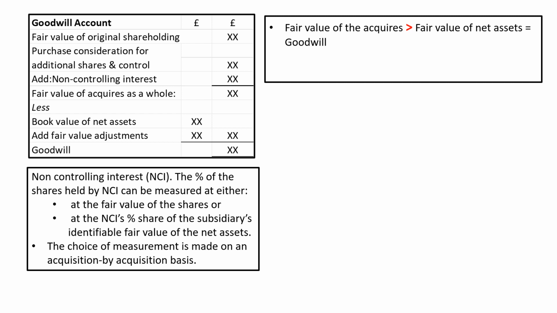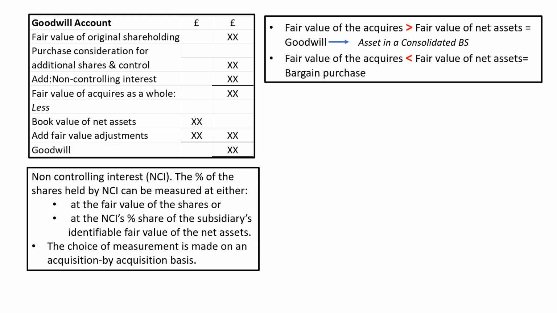If the fair value of the acquiree exceeds the fair value of the net assets, then it's goodwill, and it goes as an asset in the consolidated balance sheet. If the fair value of the acquiree is less than the fair value of the net assets, it's regarded as a bargain purchase, and it's shown as a gain in the consolidated profit and loss account.